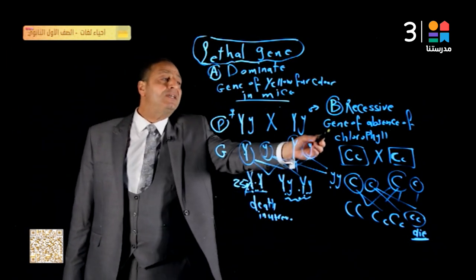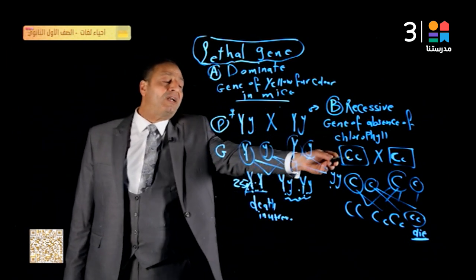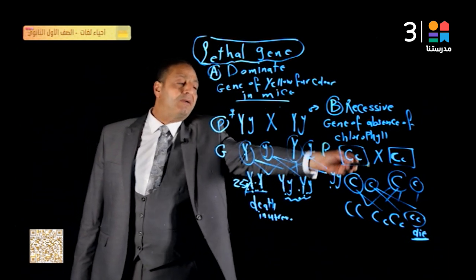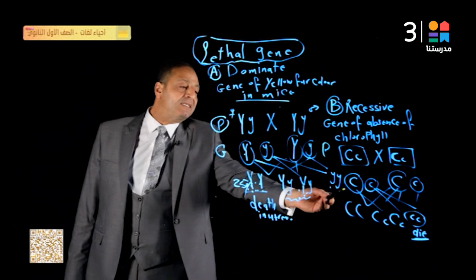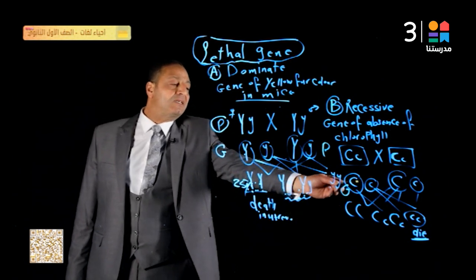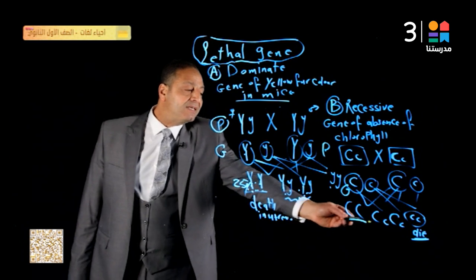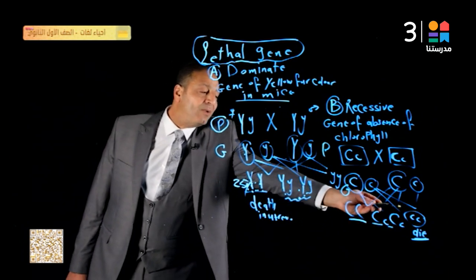For example, the gene of absence of the chlorophyll in the corn plant. These parents, C capital C small, mating with C capital C small. These are the gametes: C capital, C small, C capital, C small. Take the gametes. This is the green. This is the green. This is the green. This will die.